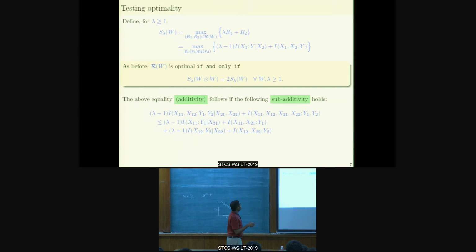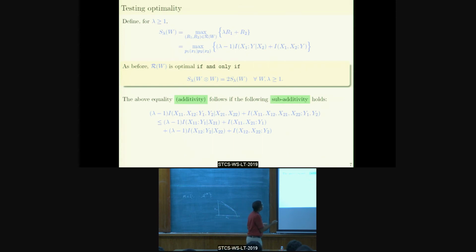As before, you can see that this region is optimal if and only if the weighted sum rate for W tensor W is just twice S lambda of W, for every lambda, for every slope. So now you have a number, and it says it's optimal if and only if this is true, by the same argument as before.